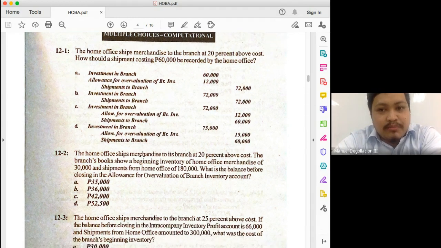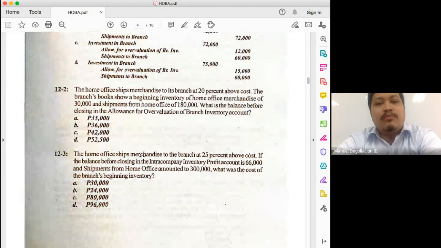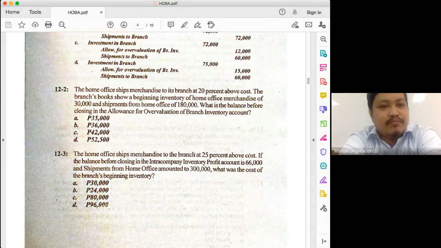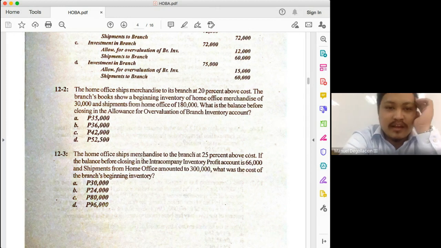Let's proceed to problem 12-2. The home office ships merchandise to its branch at 20% above cost. The branch's books show a beginning inventory of home office merchandise of 30,000 and shipments from home office of 180,000. What is the balance before closing in the allowance for overvaluation of your branch inventory account?